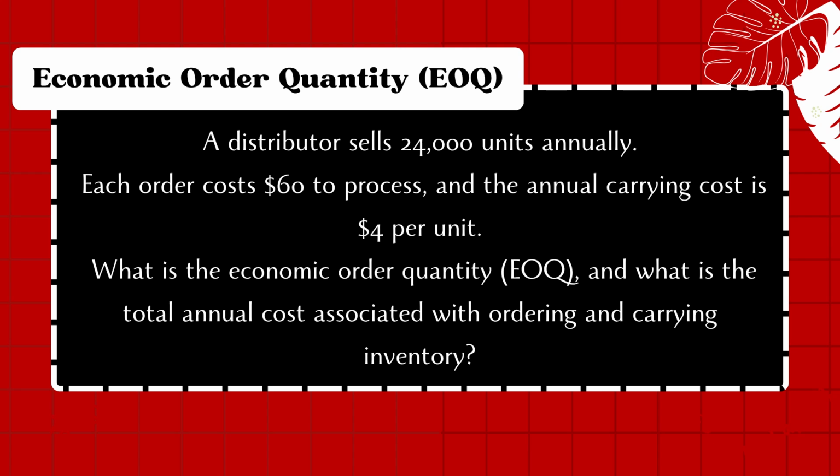Problem 2. Economic order quantity. A distributor sells 24,000 units of a product each year. Every time the company places an order with its supplier, it costs $60 to process that order. In addition, keeping items in inventory costs about $4 per unit for the year. The goal is to find the most economical order size, the quantity that keeps both ordering and carrying costs as low as possible, and to calculate the total yearly cost at that level.